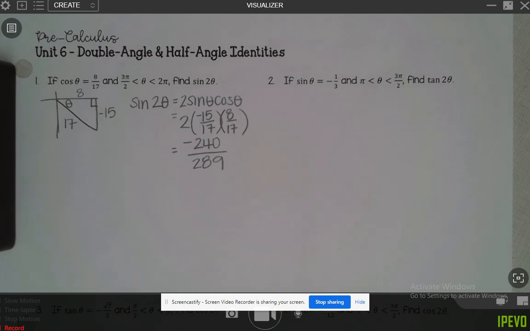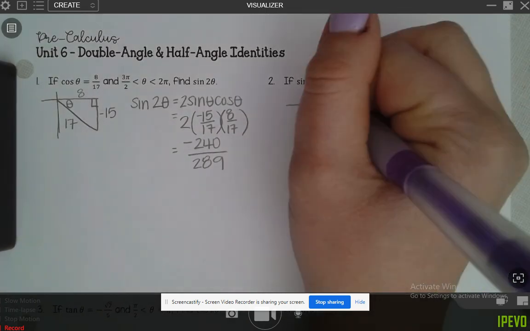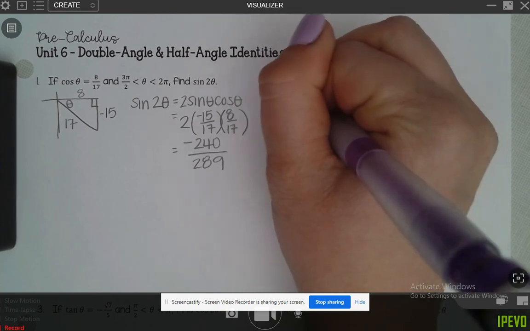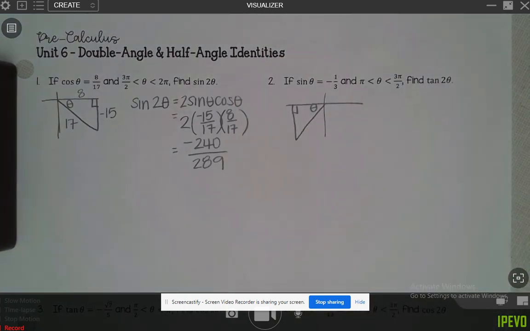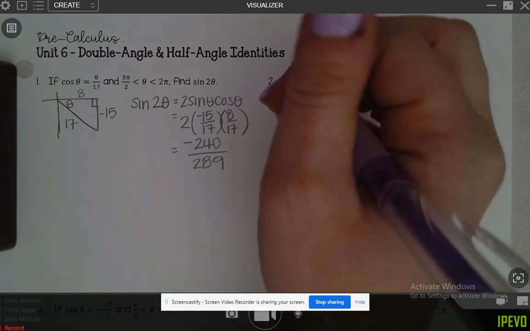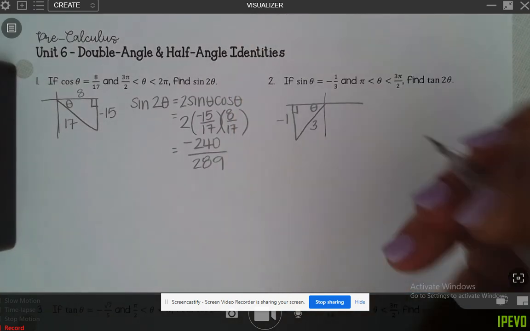What quadrant is my angle in? Yeah, it's quadrant 3. Sine is what? Opposite over hypotenuse, right? So this is negative 1. This is 3.